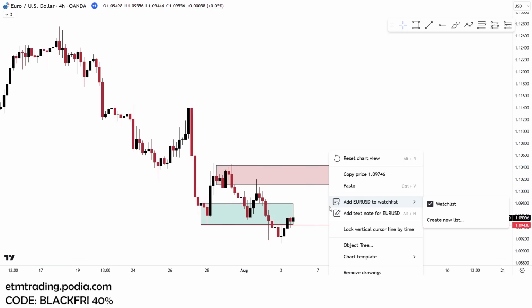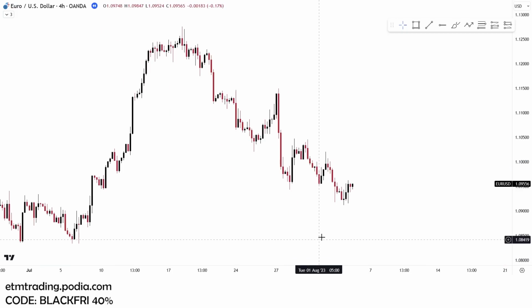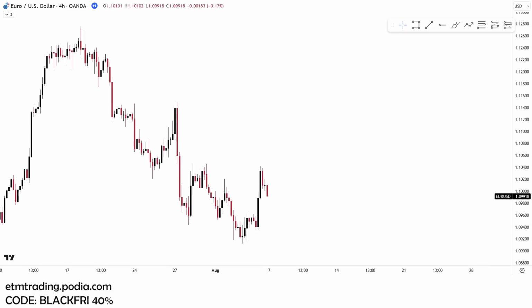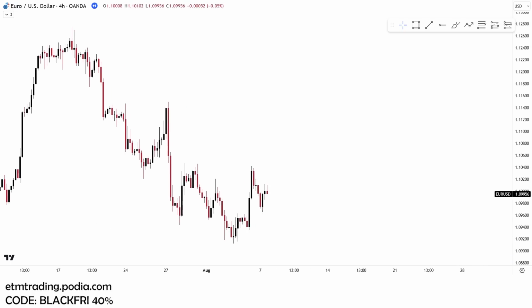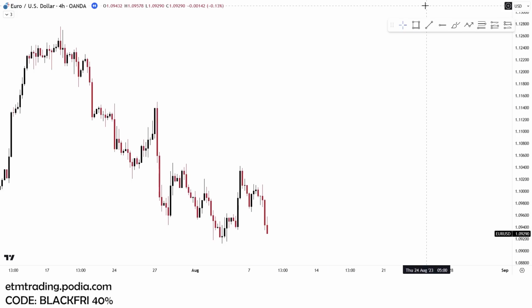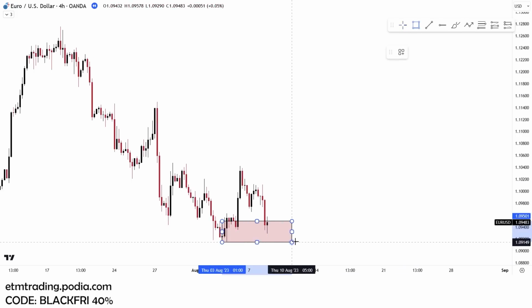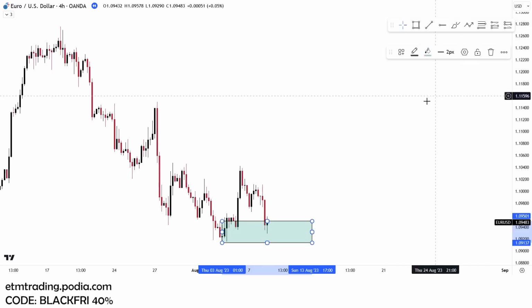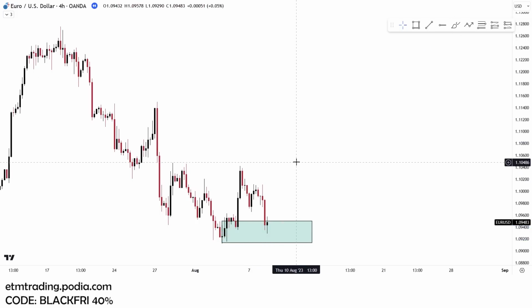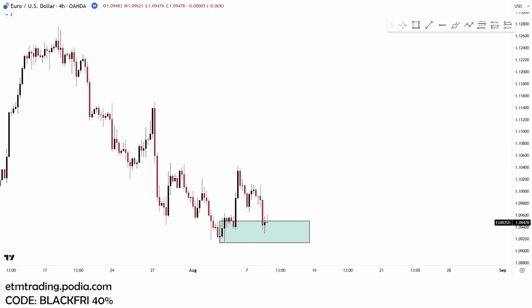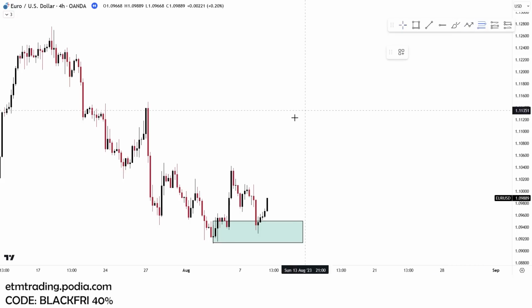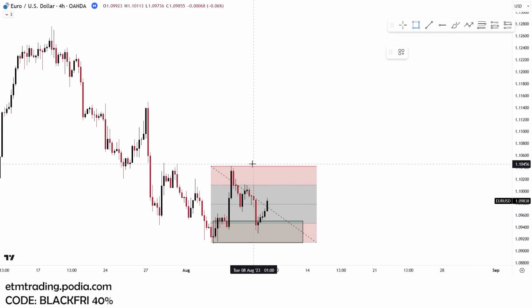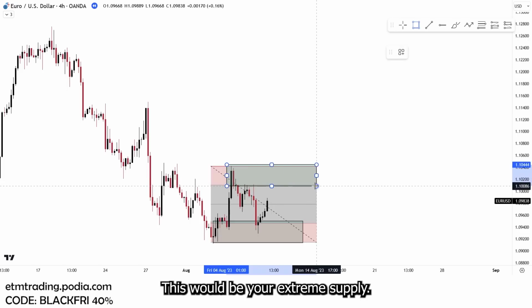Now let's look for another example. And we are still bearish. What are we looking for? We're looking for price to be met with extreme demand, or then price to be met with extreme supply. So you want to pull out your fib. This would be your extreme supply.